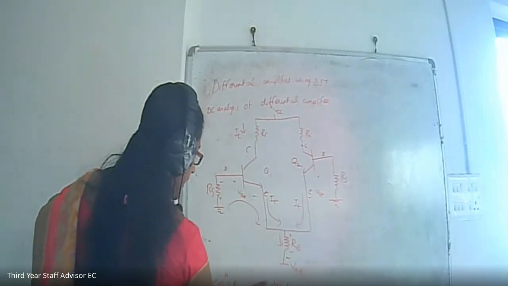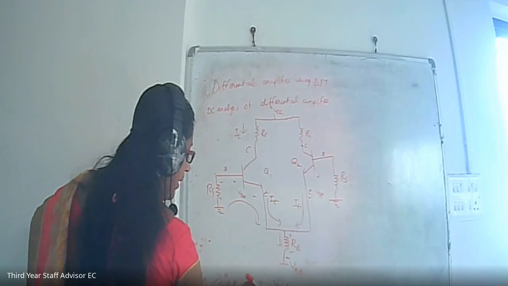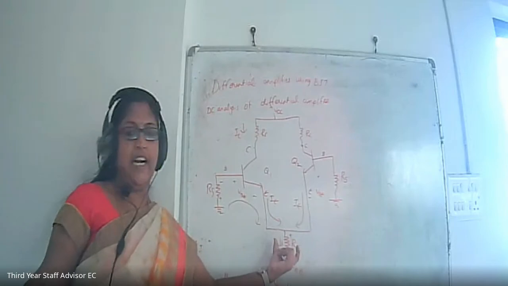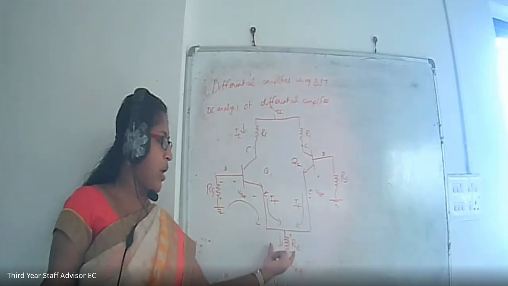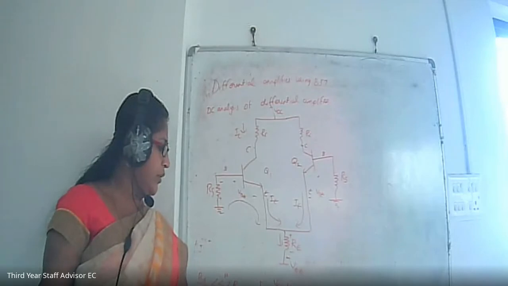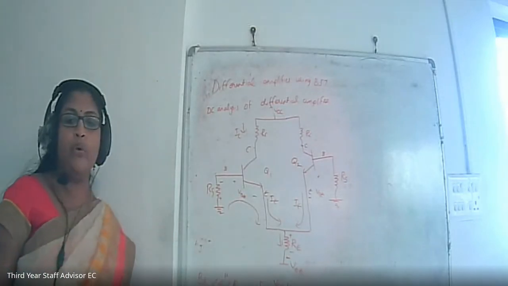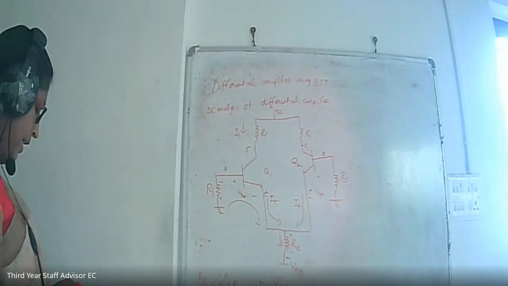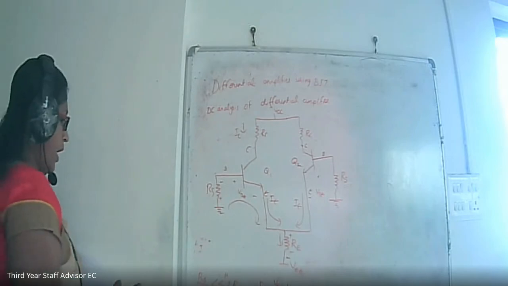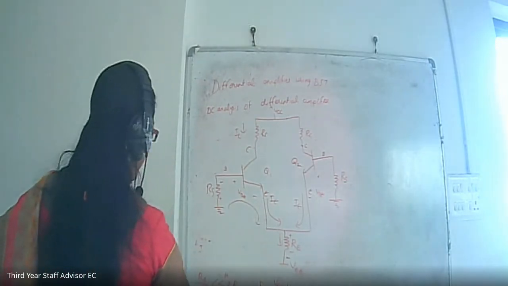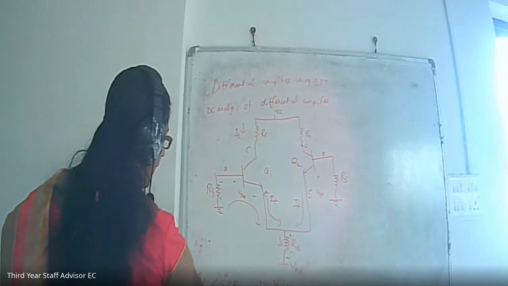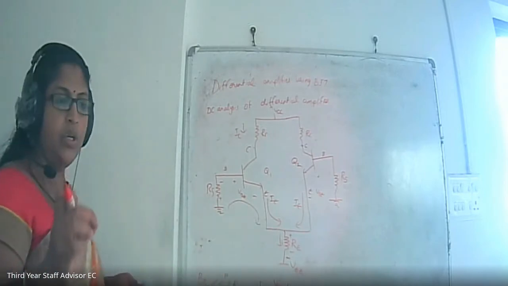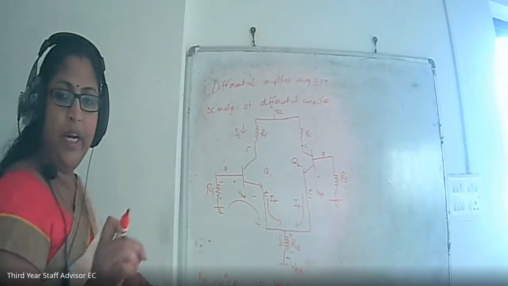From this equation, you can say that the emitter current is determined by the value of RE. Whenever the RE value is higher, emitter current will be lower. Whenever the RE value is smaller, emitter current will be higher. So the emitter currents of Q1 and Q2 are determined by the value of RE. And from this equation, you can also see that IE does not depend upon IC, because there is no term for IC here.